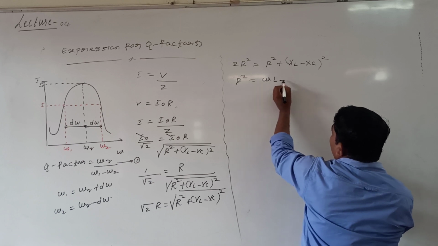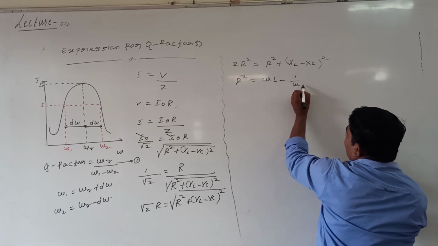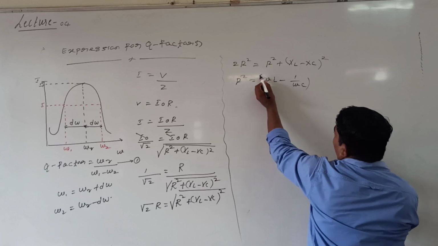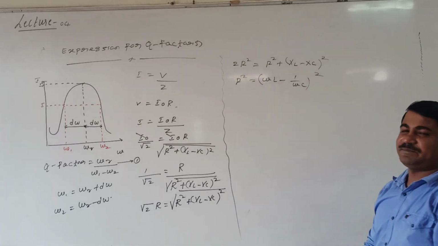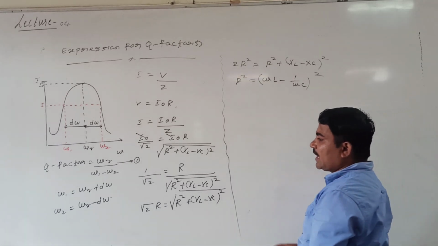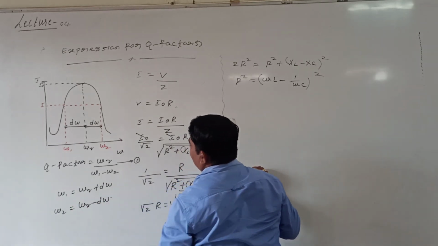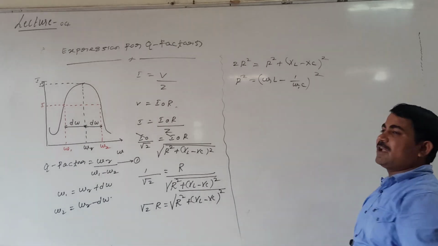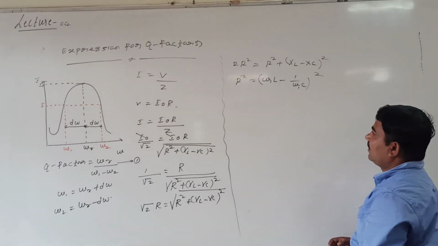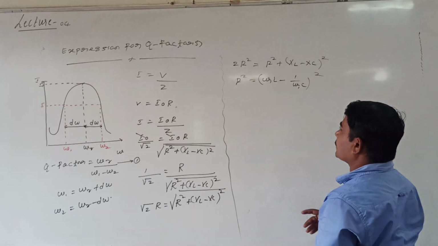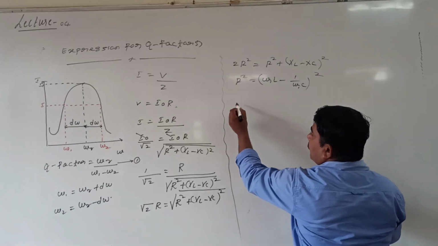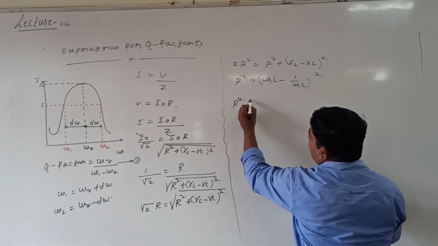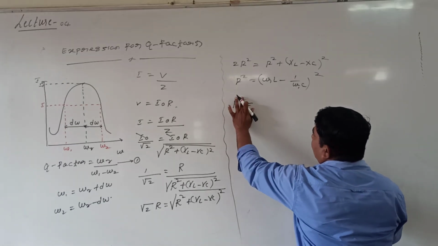XL is replaced by omega into L, and XC is replaced by omega into C, whole square. But I will take omega 1 here. Shall I take omega 1 on both sides? By taking omega 1 only we will solve. Again you will take square root on both sides. Square root on both sides means R square becomes R.